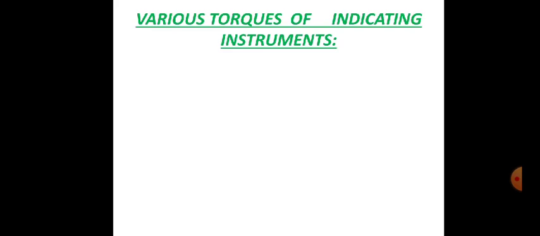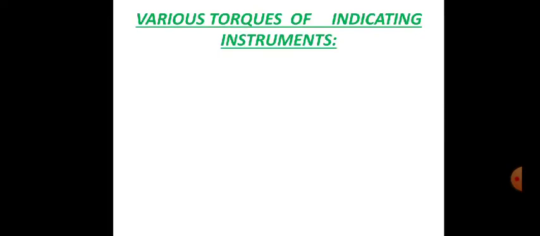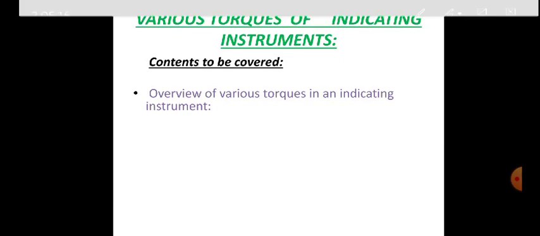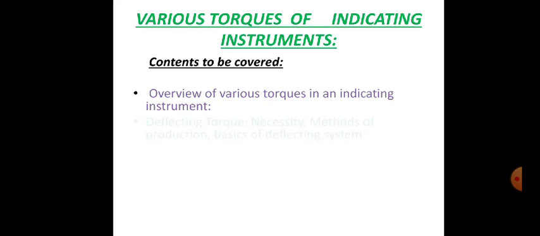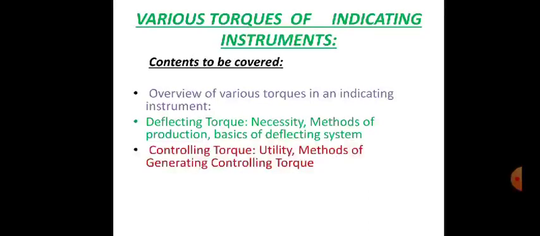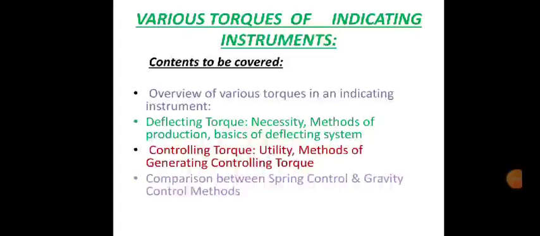Today we will discuss a topic related to the various torques of an indicating instrument. What are the contents which we are going to cover? The contents are the overview of the various torques of an indicating instrument, deflecting torque, its necessity, methods of production, basics of the deflecting system. Controlling torque, its utility, methods of generating controlling torque, and comparison between spring control and gravity control, the two methods of generating the controlling torque.